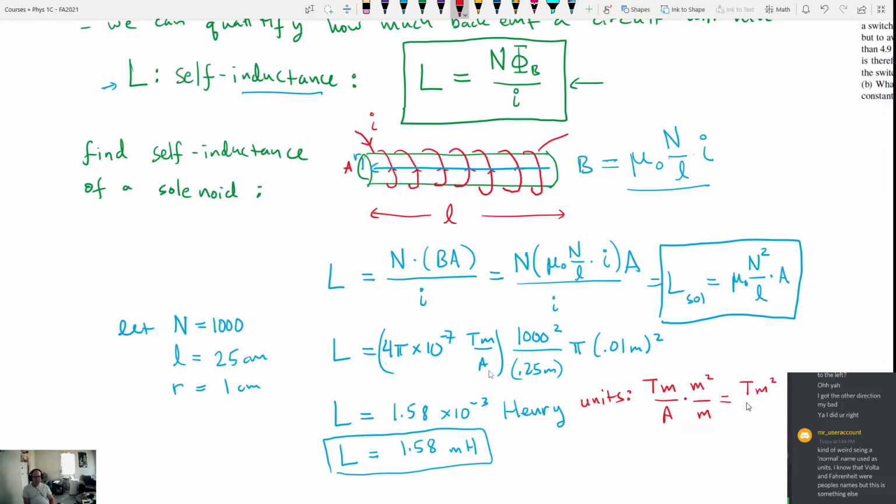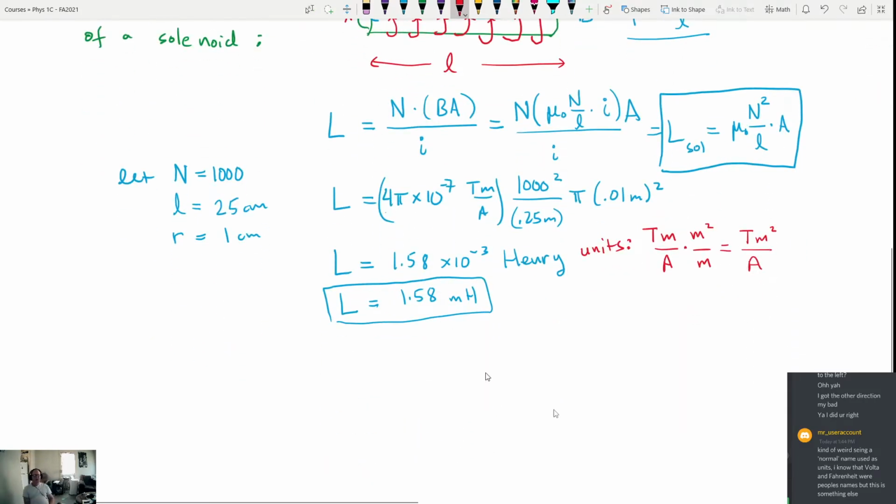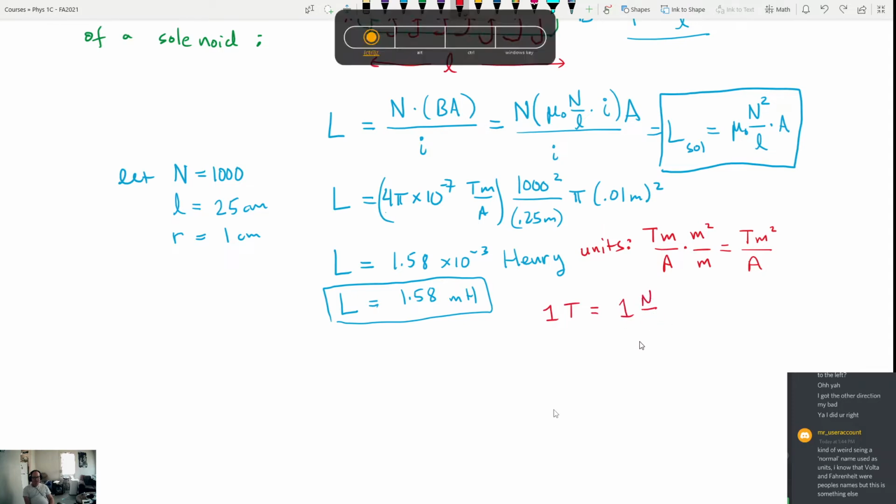So it looks like what we get is Tesla meters squared divided by amps, right? Because one of the meters cancels. This is what we have. So what's this equal to? I guess there's a couple different ways to reduce this down. Probably the easiest way to get to base units would be to change Tesla into, so 1 Tesla is equal to 1, I think it's Newton per meter amp.